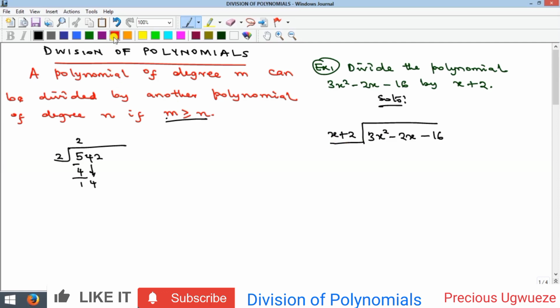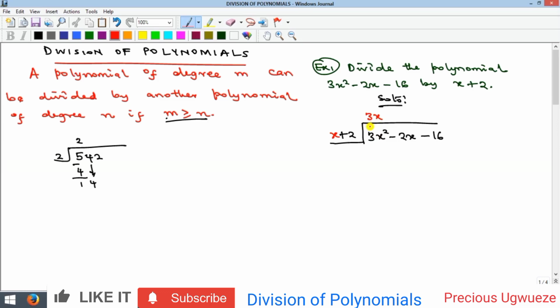The only difference is that in division of polynomials, we divide with the terms, so that the very first term in the divisor is what you use to divide the first term in the dividend, and you keep going that way until you get to your final answer. So let's begin. Can x divide 3x squared? Yes, it can.